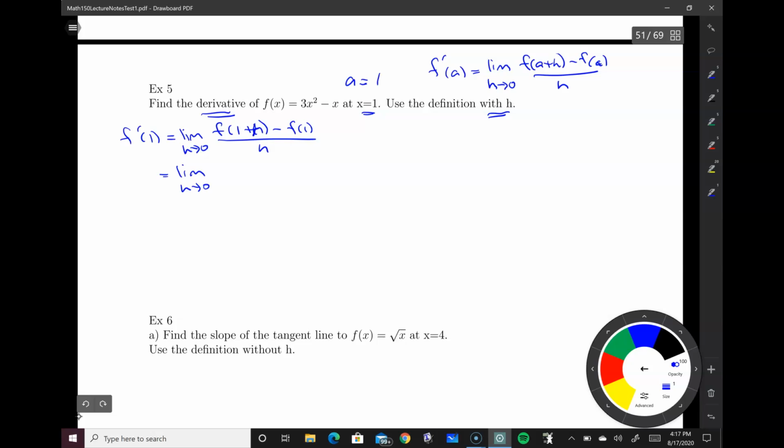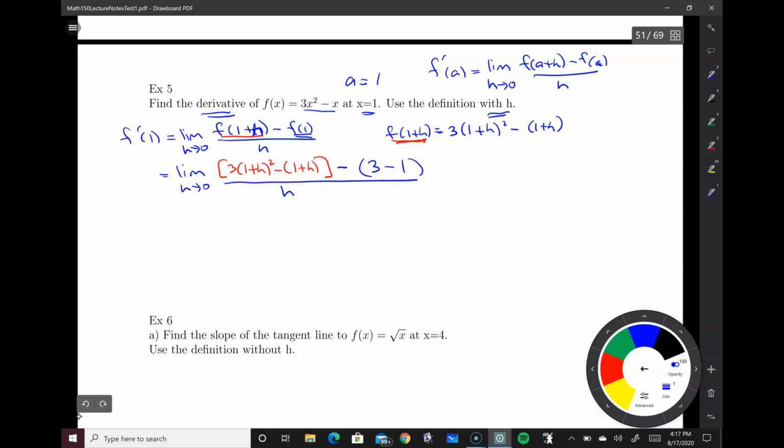So let's evaluate f of 1 plus h. So f of 1 plus h, let me make sure we're all good with this. Remember, we practiced this the first week of school. It means putting in 1 plus h everywhere there's an x, right? So this will go in for this, right? So I'm going to have 3 times (1 plus h) squared minus (1 plus h). Then I'm going to be subtracting off f of 1. So f of 1 means put 1 into this function. So I get 3 minus 1. And that's all over h.